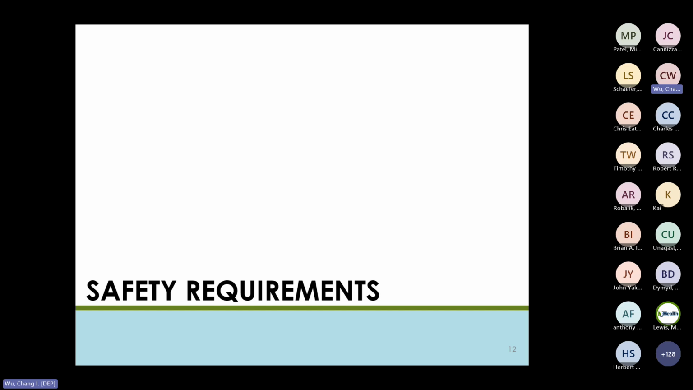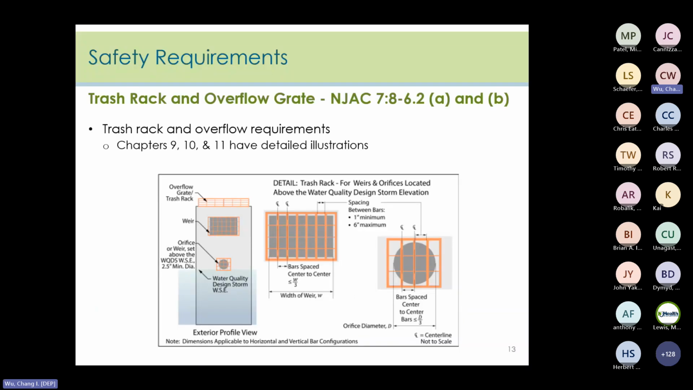So the next topic is the safety requirements, and it's in the rule N.J.A.C. 7:8-6.2 (a) and (b). There are requirements for the location of the trash rack and the spacing between the trash rack bars. And we incorporate that information in our BMP chapters. So please check that when you approve the stormwater management design.